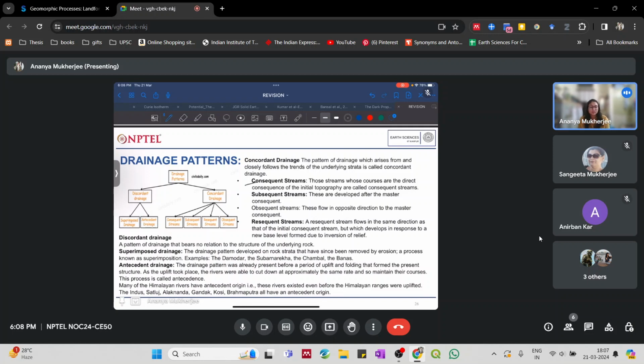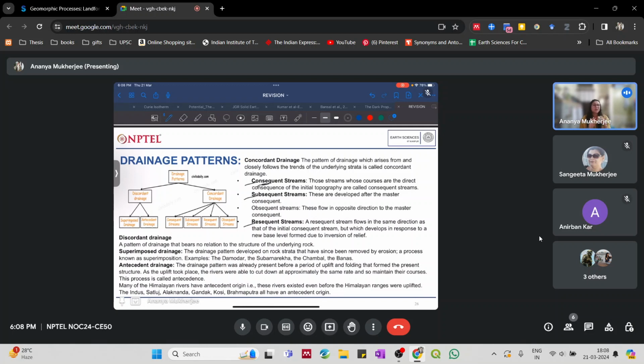So you have consequent, subsequent and resequent streams. So consequent, as you can understand, is a direct consequence of the topography. Subsequent is developed after the consequent stream, so again it is following the prevailing topography that is present. Obsequent actually flows in the direction that is opposite to the master consequent stream.